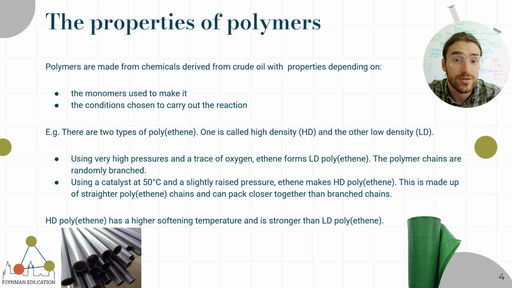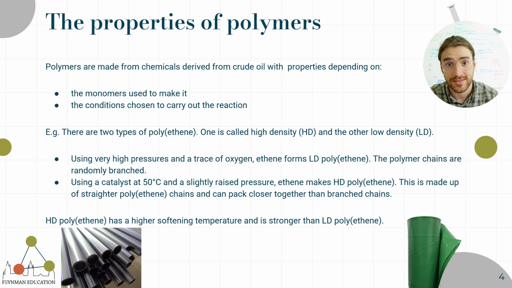So for something like polyethylene, you can have two different types. We can have low density and high density polyethylene. So low density polyethylene is going to be used when there needs to be a bit more flexibility, such as your plastic packets or something that doesn't have to be rigid. Whereas your high density polyethylene is going to be a lot stronger, a lot more rigid, and a lot more resistant.